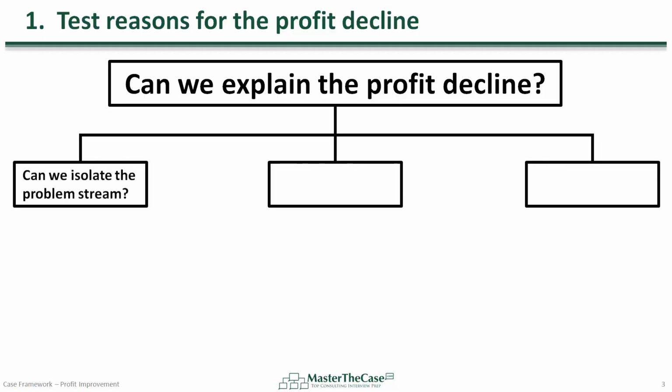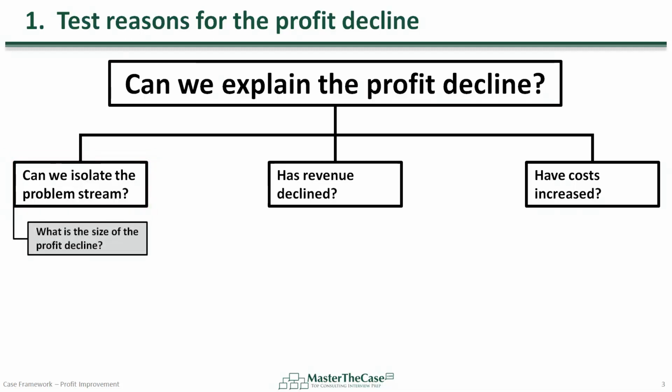1. Can we isolate the problem stream? 2. Has revenue declined? And 3. Have costs increased? To isolate the problem stream, we'll ask three main questions. 1. What is the size of the profit decline? We must quantify the overall decline both in absolute and percentage terms in order to establish the extent of the problem.